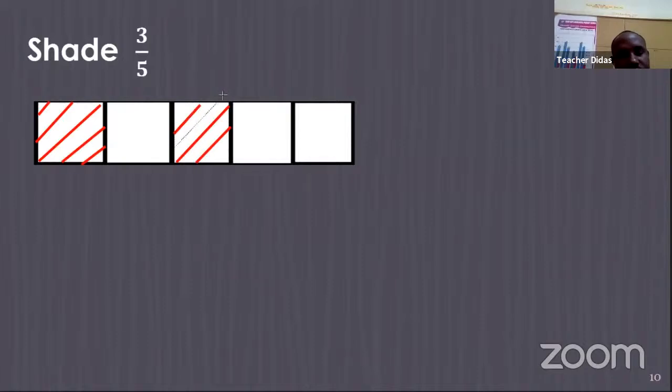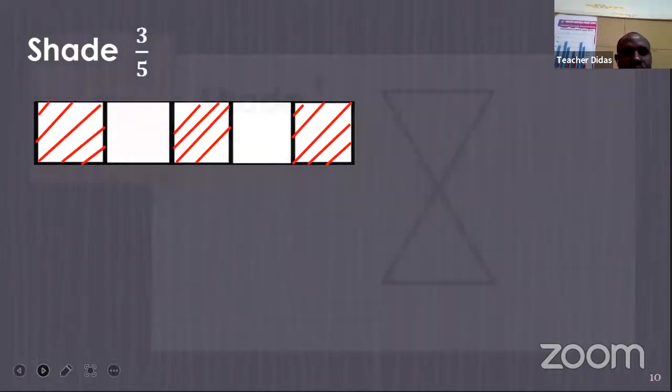Then you shade also this one here. All together, my class. So that's how things go. Okay, so I've shaded the fraction, all of them, they were 5. Then I shaded the one on top, which is 1, 2, and 3. Okay, thank you. Let me go to the next one.